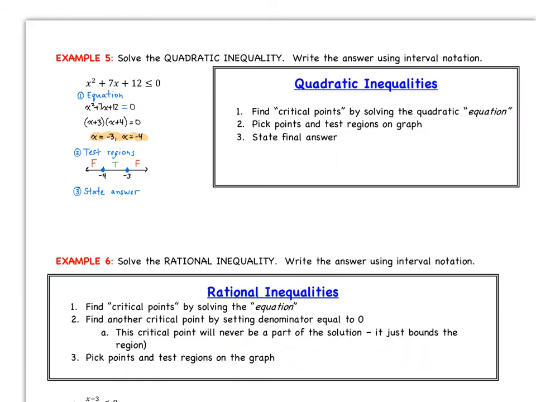These next two inequalities are new, but the process is the same for absolute value inequalities. So if we just understand that process, then we can handle any inequality that's going to be thrown our way in this chapter. Okay, so the first one we're going to look at is quadratic inequalities. So again, step 1, we make it an equation, and we solve that equation. We know how to solve quadratic equations, and we're going to find our critical points. Then we're going to pick those points and test regions on our graph. And then we'll state our final answer using interval notation.